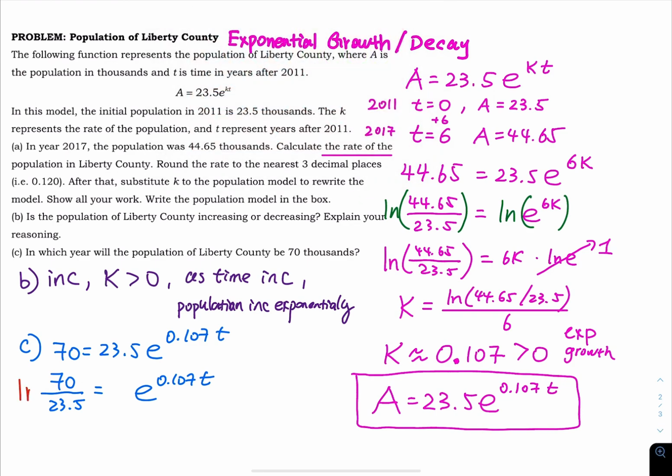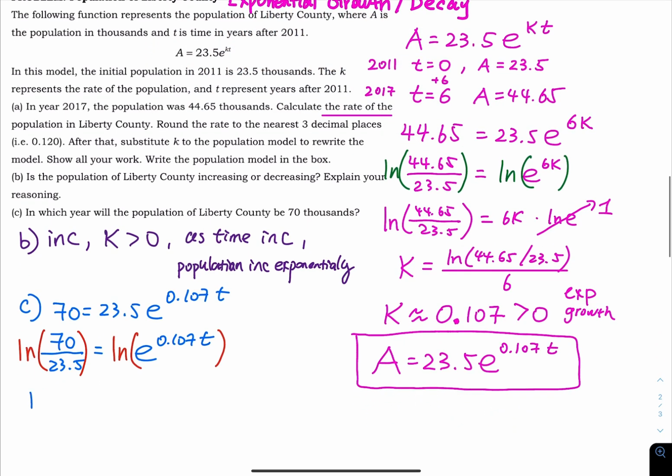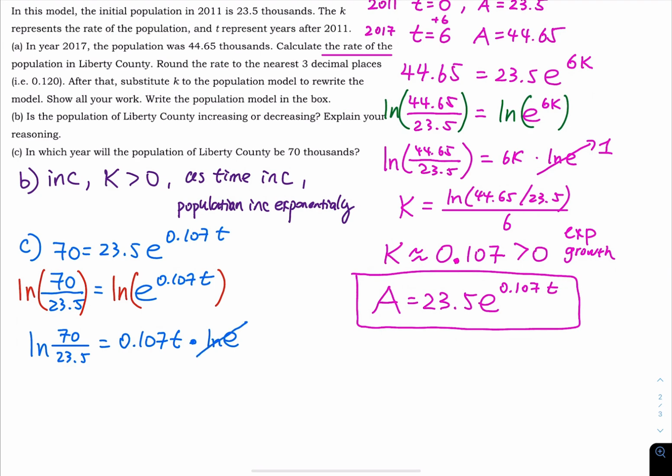So 70 divided by 23.5 equals e to the 0.107 t, and then you take ln of both sides. ln of 70 divided by 23.5 equals bring the exponent down, 0.107 t, times ln e. ln e equals 1. So t equals ln of 70 divided by 23.5, over 0.107. Just do this in your calculator: type ln of 70 divided by 23.5, make sure you close the parenthesis before you divide by 0.107, and then round the final answer.